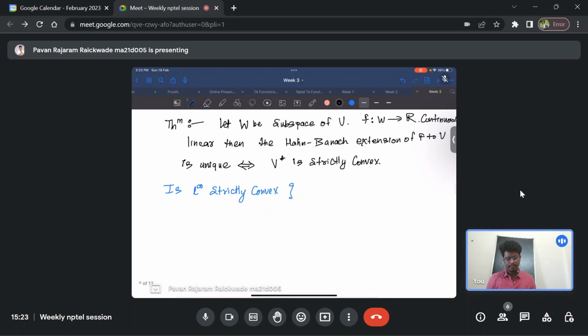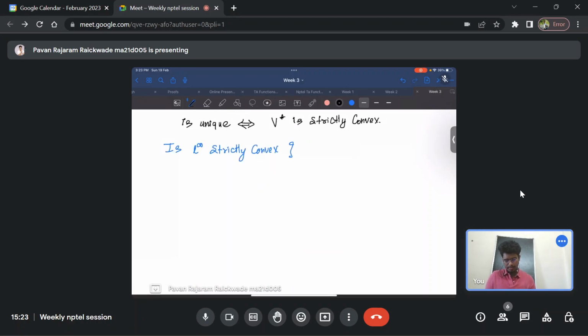Okay. So is L infinity strictly convex? That's the question currently. Again, the same thing as you have said before, you have to take two examples, X and Y. Can we take E1 and E2? If you take E1, E2, what are the norms of those two? One, right? But if you add them, the norm will again be one only. The norm won't be two.